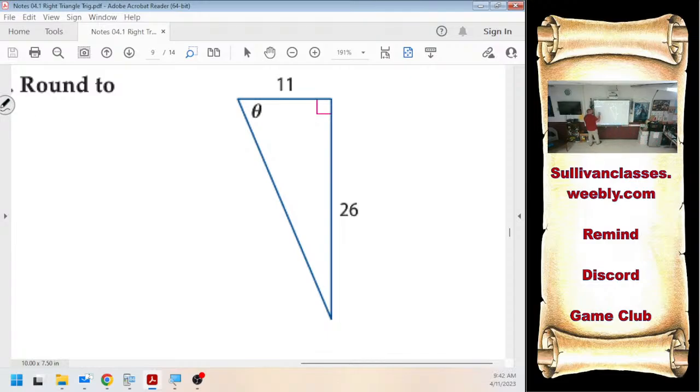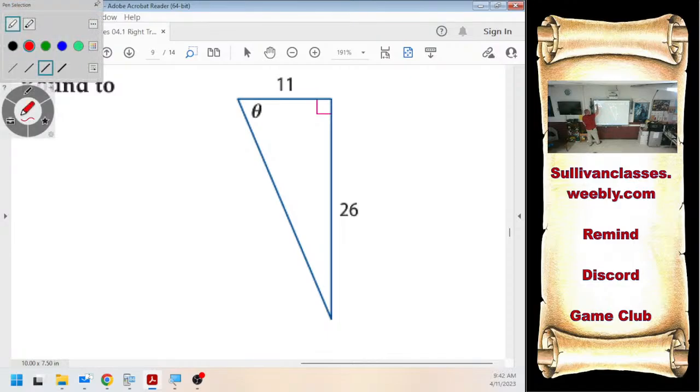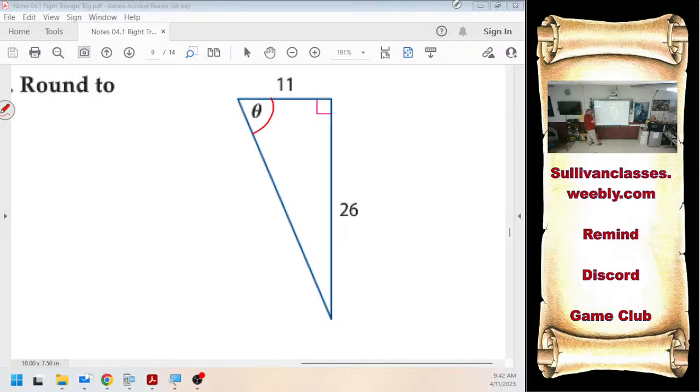And it comes from, well, first of all, let's label what we got here. From this angle, what are we dealing with? Opposite and adjacent. Which ratio is that? So if the tangent of theta is 26 over 11, how do I undo tangent? Inverse tangent. Inverse tangent, inverse functions.